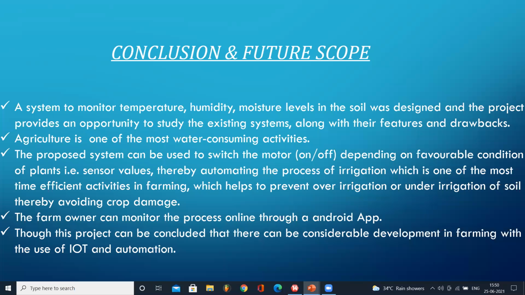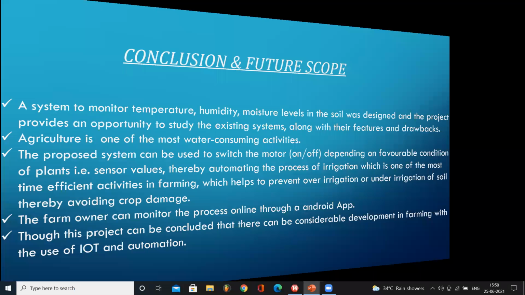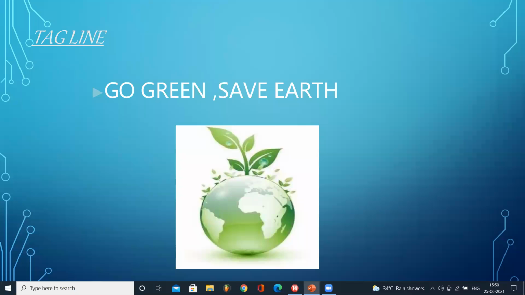The farm owner can monitor the process online through an Android app. Though this project is concluded, there can be considerable development in farming with the use of IoT and automation. Go on to the next slide. It's a tagline which puts an emphasis on planting trees in order to save our mother earth. Move on to the next slide.